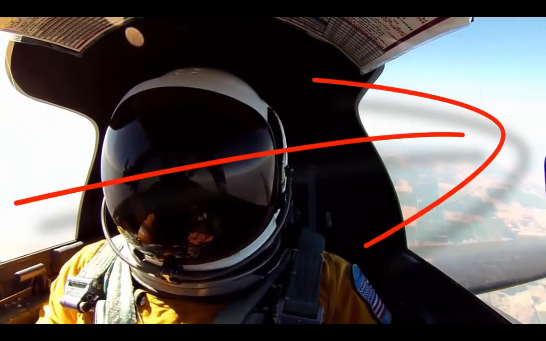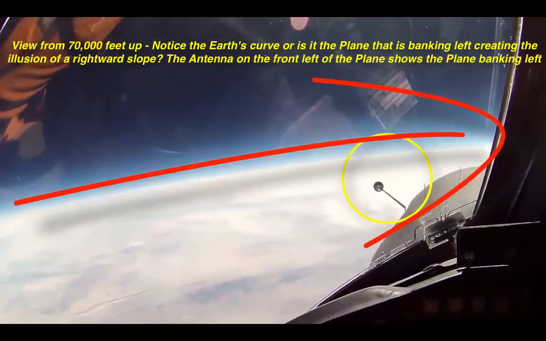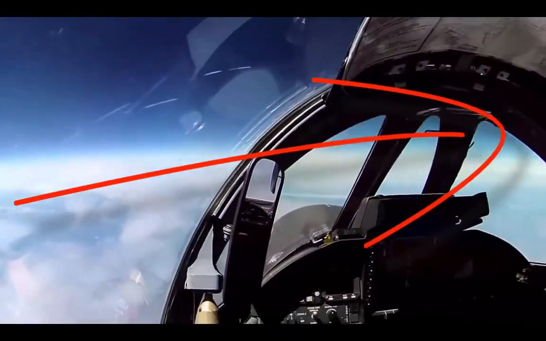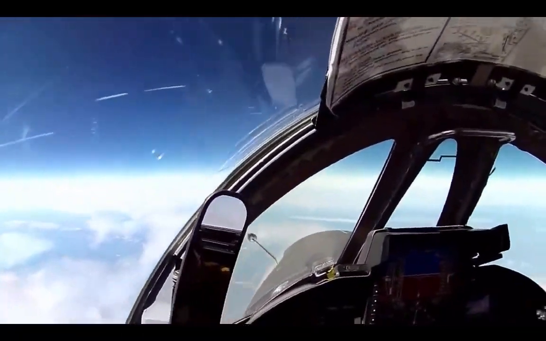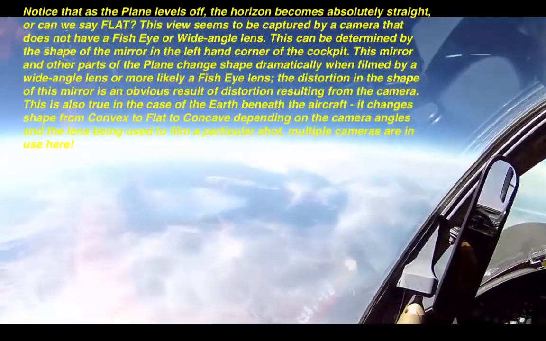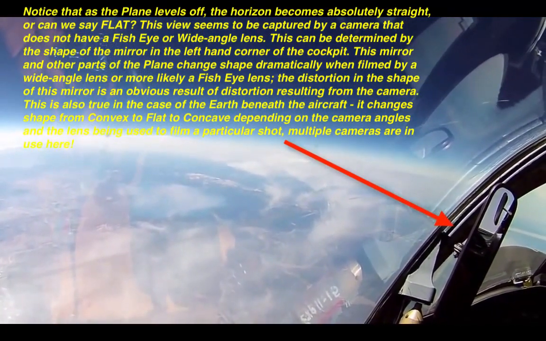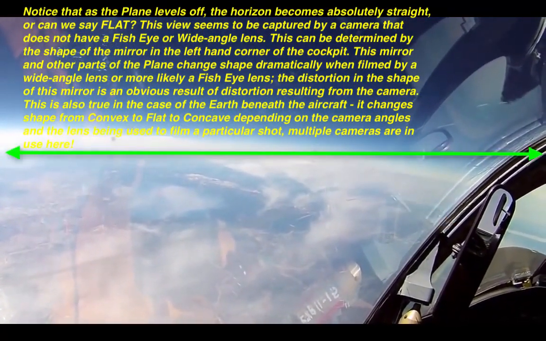View from 70,000 feet up. Notice the Earth curving, or is it the plane that is banking left, creating the illusion of a rightward slope? The antenna at the front left of the plane shows the plane banking left. Notice that as the plane levels off, the horizon becomes absolutely straight, or can we say flat.